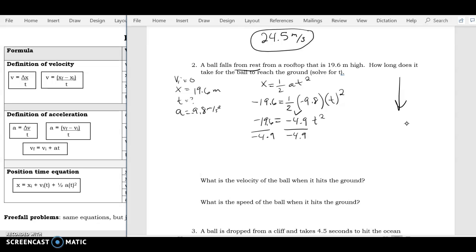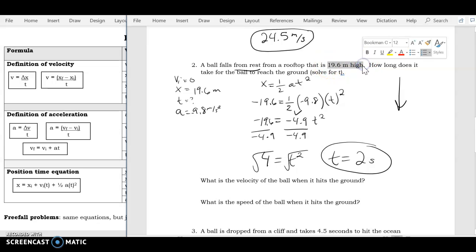So if I do negative 19.6 divided by negative 4.9, I get 4. And I need to take the square root of that to get rid of the squared. So the time equals 2 seconds. Okay, so just don't forget that even though it's 19.6 meters high, we're talking about a displacement, so it needs to be a negative, because it's going down, it makes it a negative 19.6.